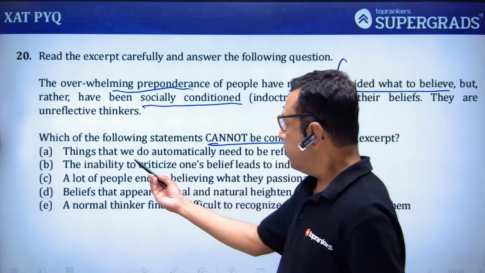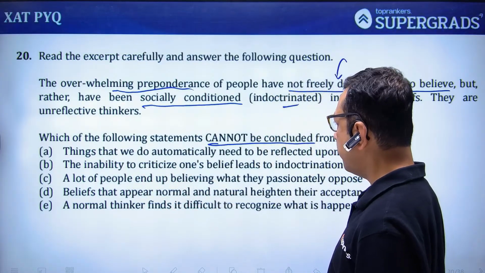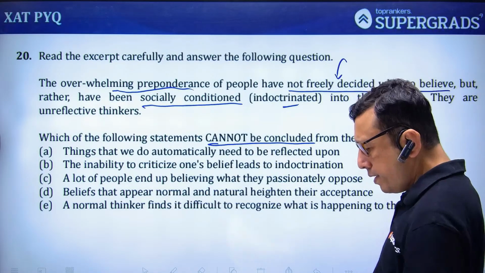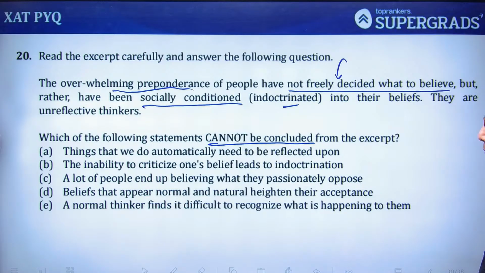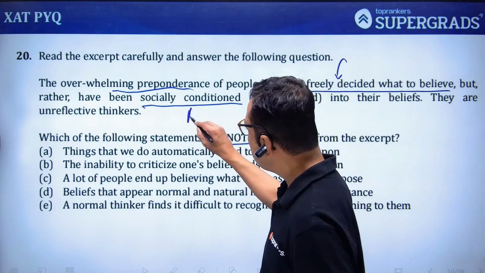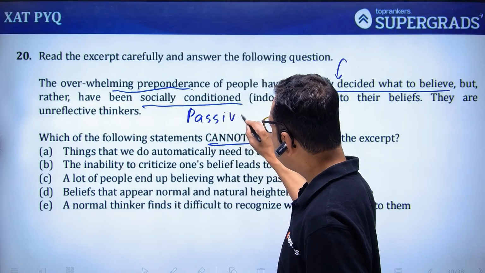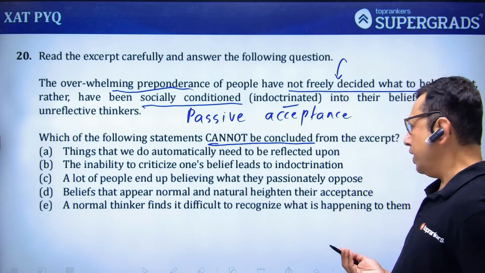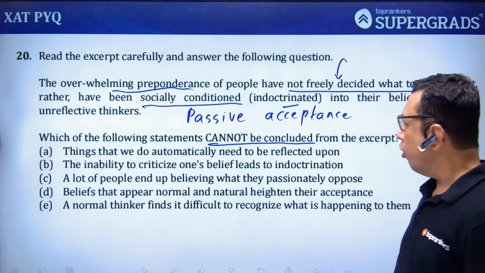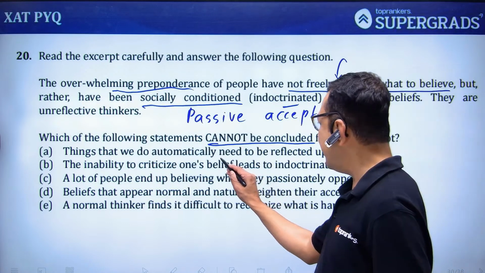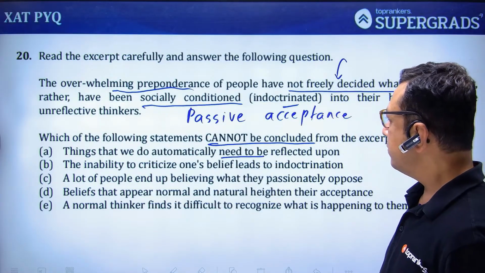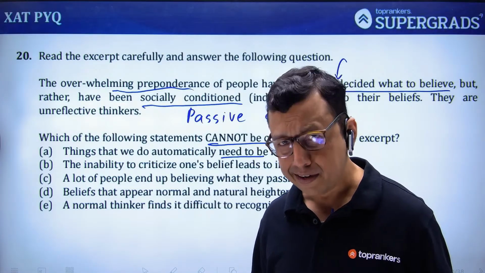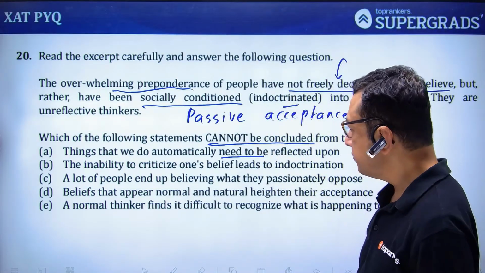Let's see. Things that we do automatically need to be reflected upon, right? So basically, this passage talks about a passive acceptance. In a way, I can say this, right? So things we do automatically need to be reflected upon. Yes, because the author is saying we don't reflect, right? So the need to reflect is there, it can be concluded.